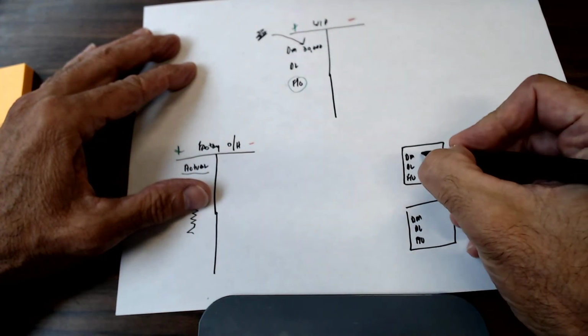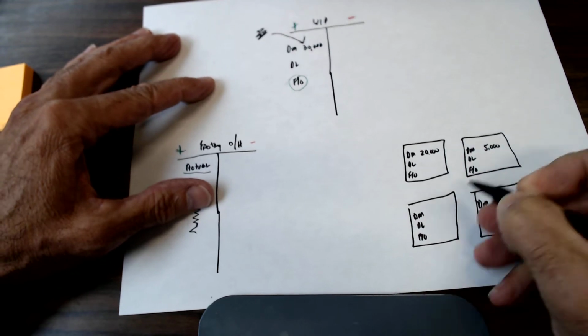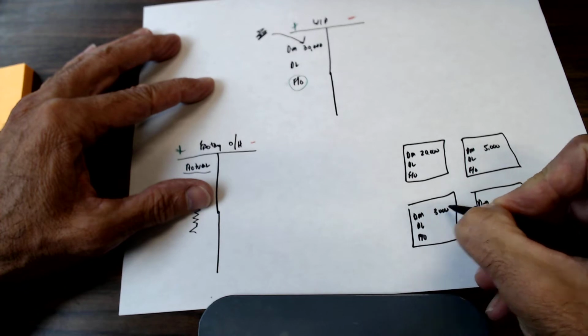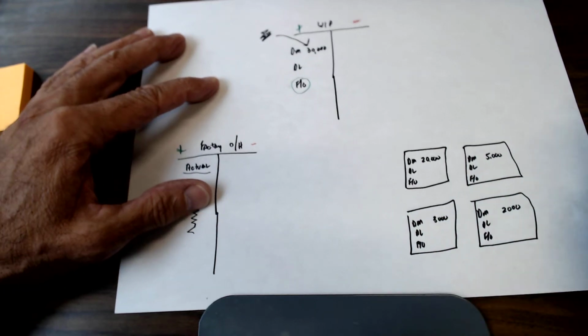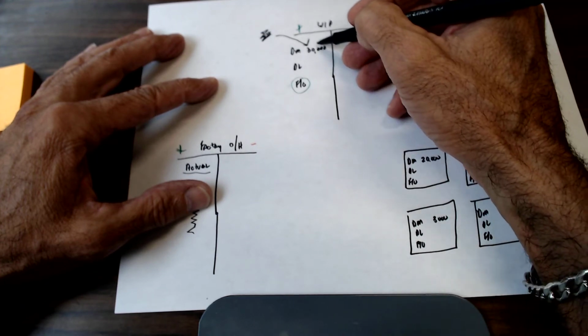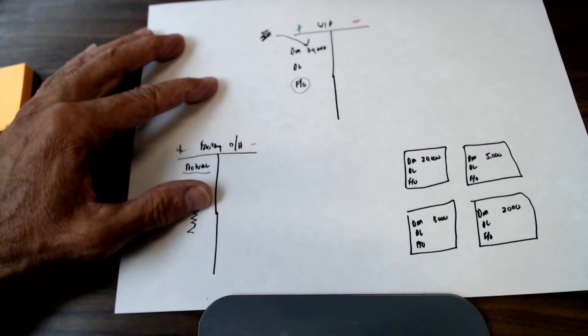Well, 20,000 of it went to this first job, 5,000 to the next one, 3,000 and 2,000. Pretty big job. Maybe this one was started at the end of the month, but that's the 30,000 of materials that went directly to jobs. Those are the 4 jobs they went to.